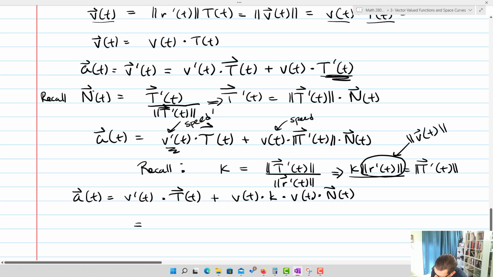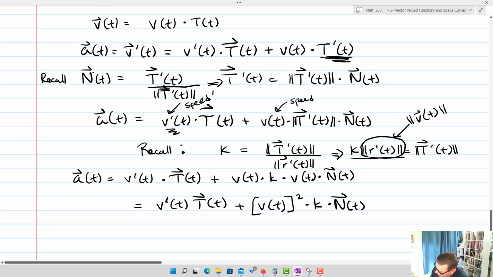And so what we get now is that our acceleration vector is going to be v prime of t, the derivative of the speed, in the tangential direction, plus the speed squared times the curvature times the normal vector. So what we have here, as we're working, is that this is the tangential portion, because it's in the direction of the tangent, and this one here is going to be the normal portion.